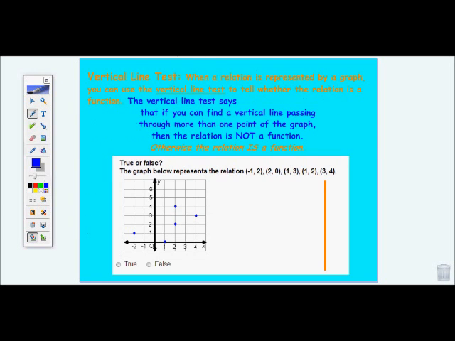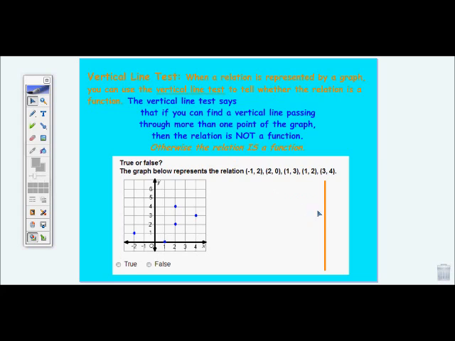There are some other ways to test this. This is called the vertical line test, which is a very easy way. If the coordinate points, or the inputs and outputs, the x's and y's, are represented on a graph, the vertical line test simply means that the vertical line cannot pass through more than one point on the graph. If it does, it is not a function.